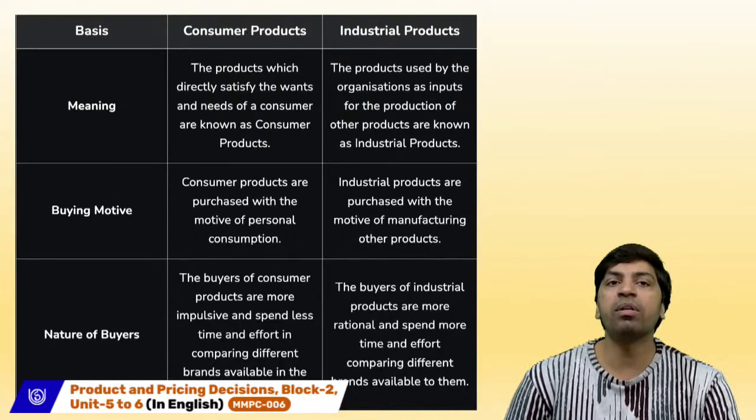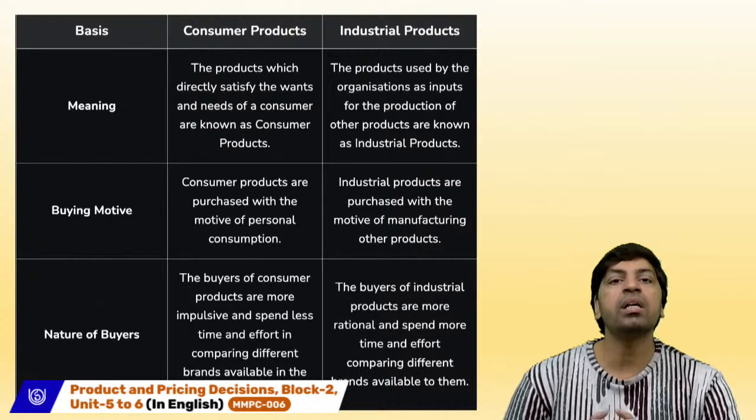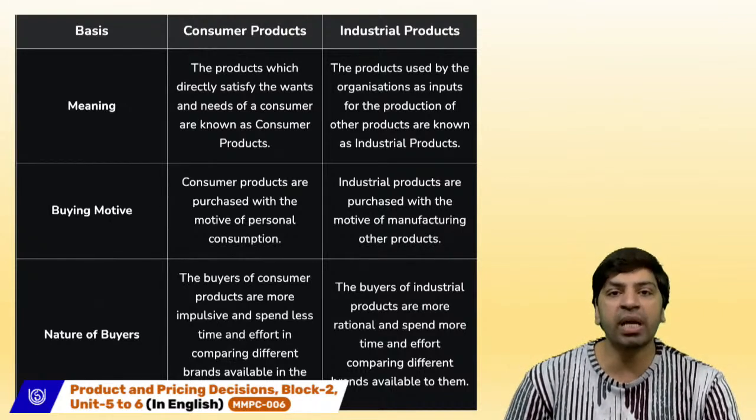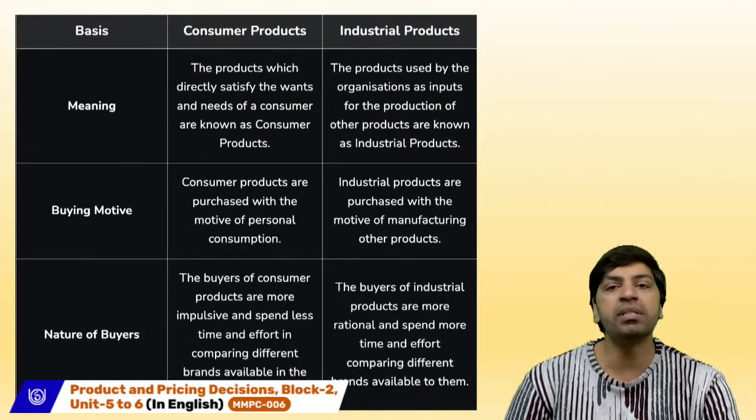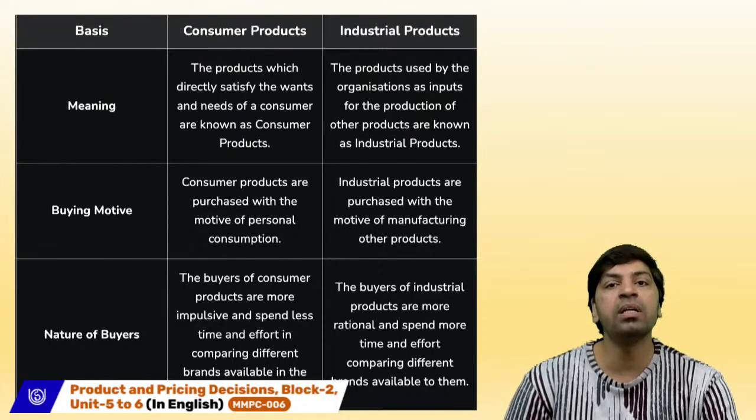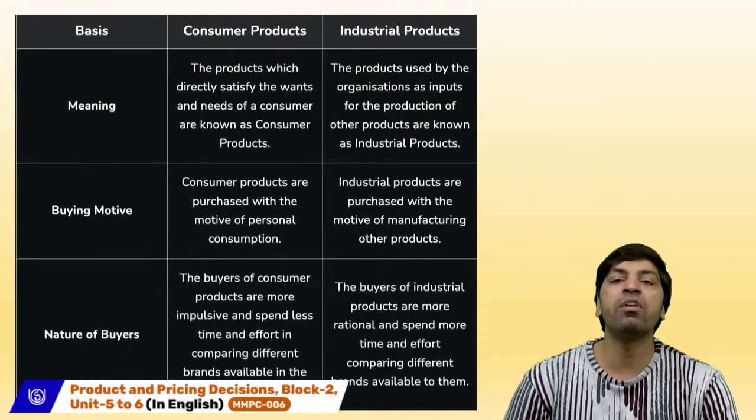Let's talk about another basic aspect, that's called buying motive. Consumer products are purchased with the motive of personal consumption. But when we talk about industrial products, the motive is mainly the manufacturing of other products.